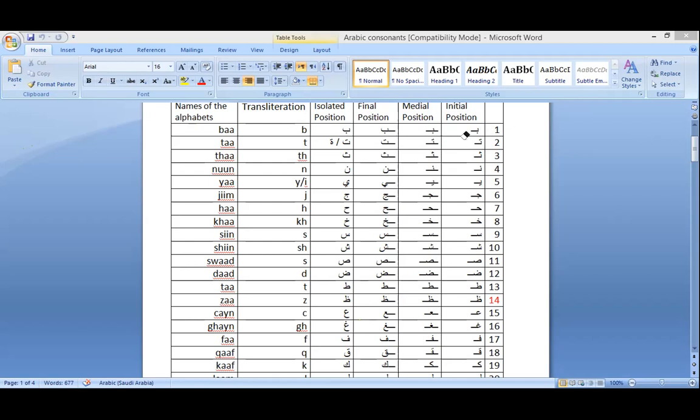Okay, good. So do you agree with Muniru that ya has changed its shape from isolated to initial? Yes, concurred.